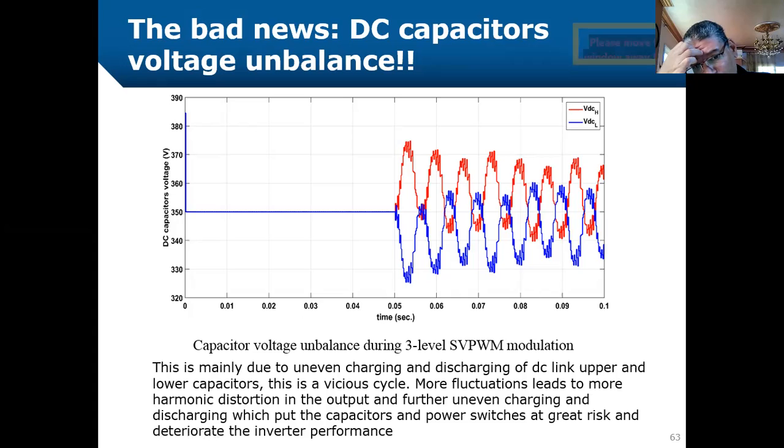This is a vicious cycle. More fluctuations lead to more harmonic distortion in the output and further uneven charging and discharging, which put the capacitors and power switches at great risk and deteriorate the inverter performance.